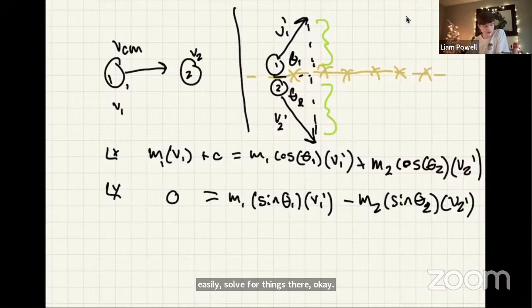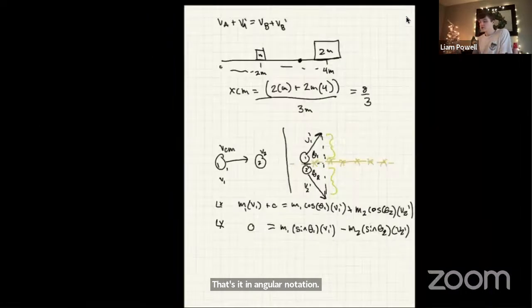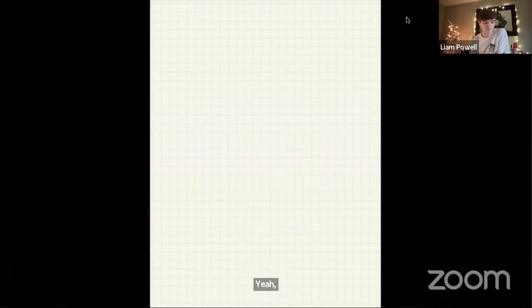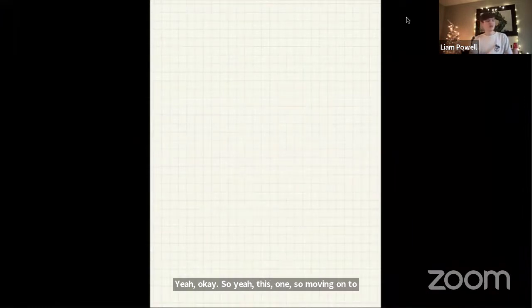So yeah, center of mass, easy stuff like that. Did I go over torque yet? I actually am not sure. Is it in angular rotation? Yeah, okay. So yeah, it's in this one. So moving on to rotational motion. So this is definitely the hardest type of physics for, I would say, almost anyone to understand.